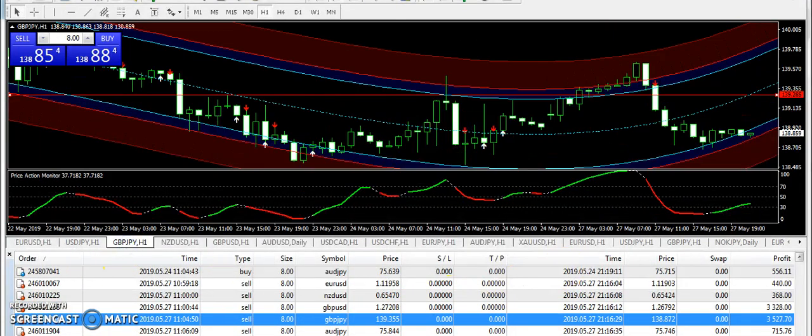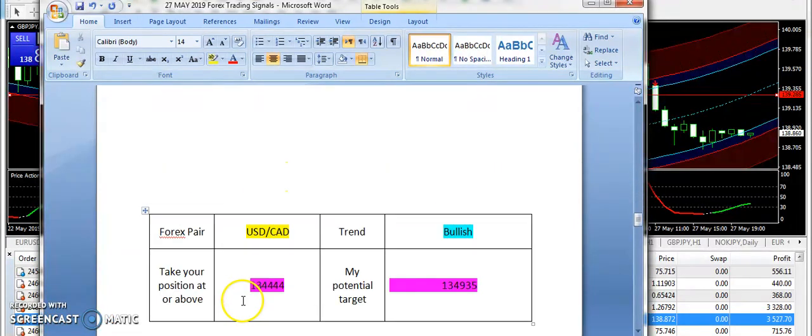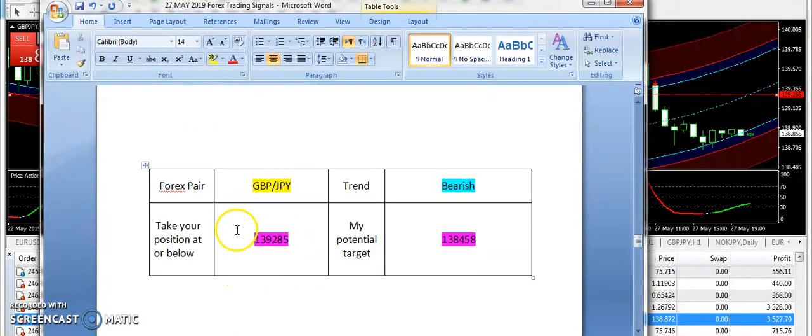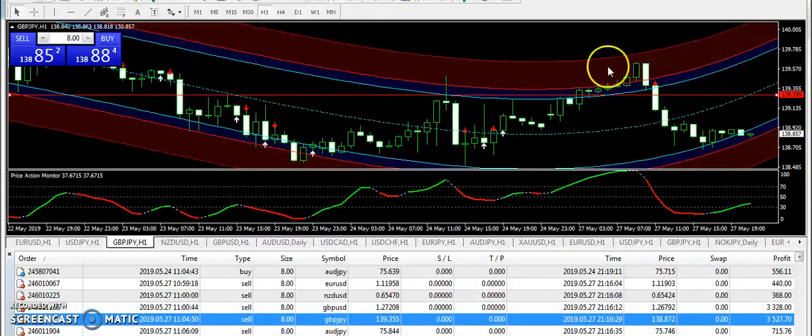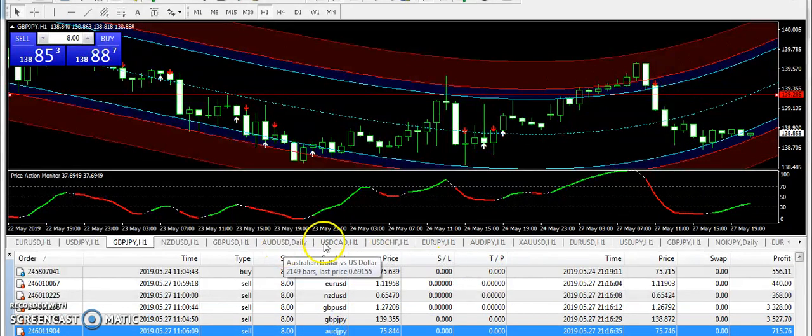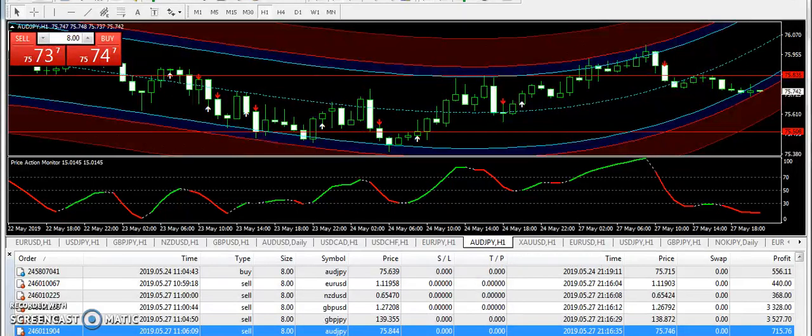Similarly, we have seen a very good momentum on Great Britain Pound JPY today, and now let's move towards the signal. Great Britain Pound JPY with a bearish expectation from 139.285 and 138.458 is the target price, and you can see we have a big drop on Great Britain Pound JPY today. It has taken a smaller U-turn, and after that it has gone down. So I congratulate all those traders who have taken sell positions. They must have collected some profit, because we have seen some volatility on pound today, but the rest of the pairs were quite sleepy today. We have not seen any kind of volatility.